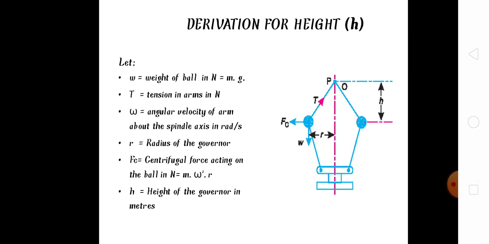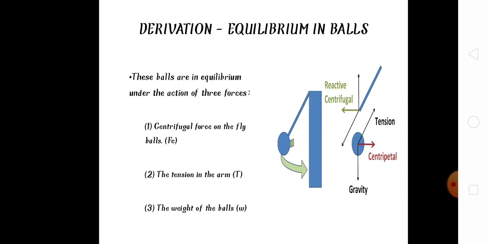Now we will move towards the derivation, equilibrium of the ball. Suppose the ball is in equilibrium condition. Then we take the centrifugal force acting on the ball, the tension in the arm, and the weight of the ball. The ball is in equilibrium under three forces. Which three forces? The centrifugal force acting on the ball, the tension in the arm, and the weight of the ball.